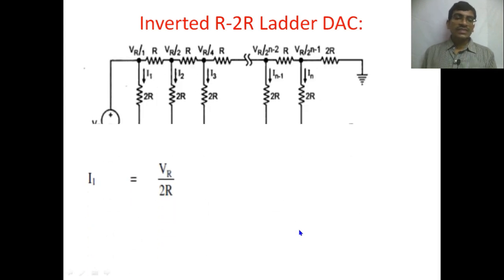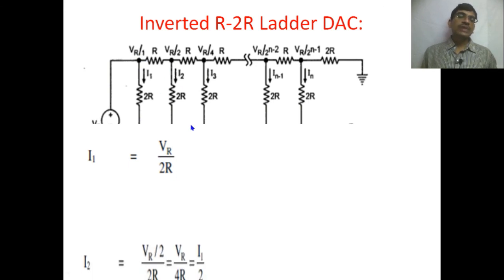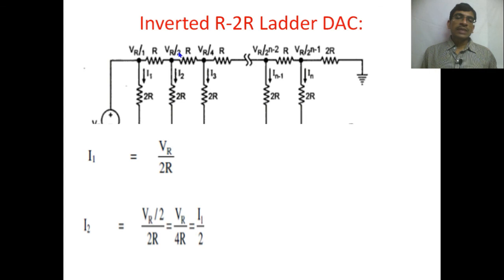And if you see the equation for the current I1, which is equal to VR by 1 divided by the 2R, which is nothing but VR by 2R, and the I2 current can be given as VR by 2 divided by 2R, which is VR by 4R, which is I1 by 2. We can say VR by 2R is nothing but I1. So here VR by 4R can be written as I1 by 2, because VR by 2R is I1.